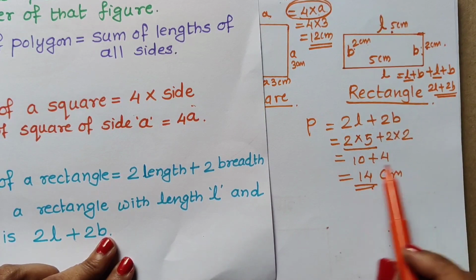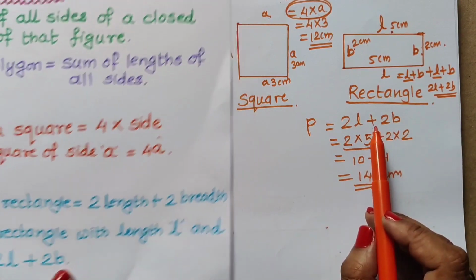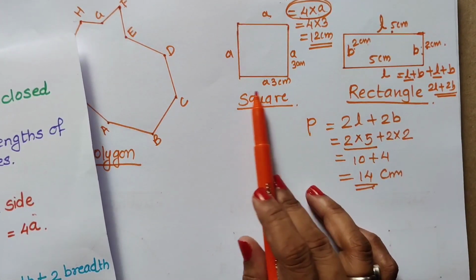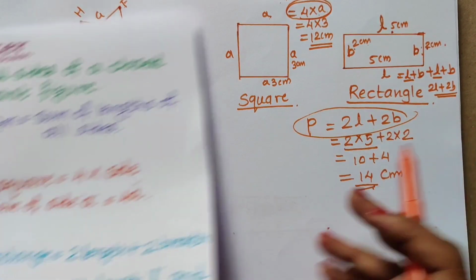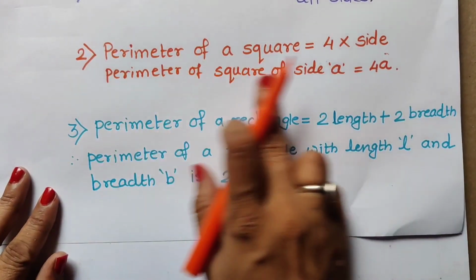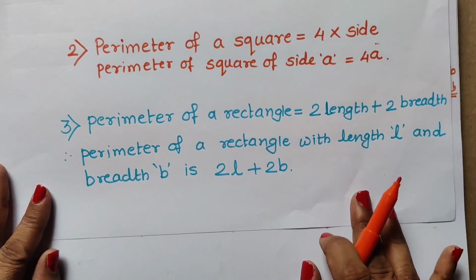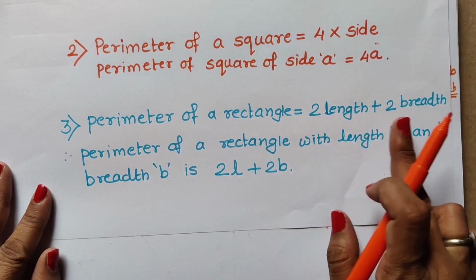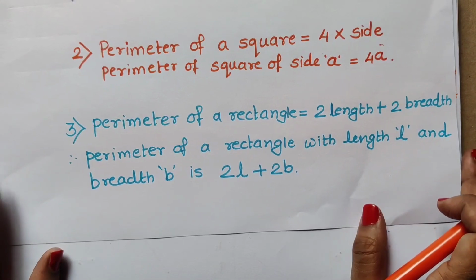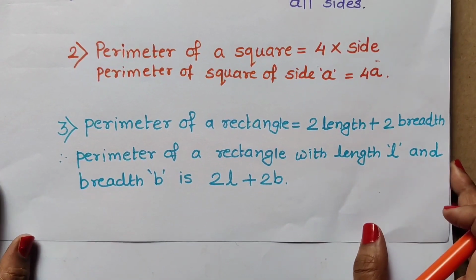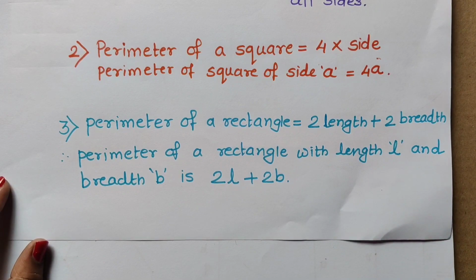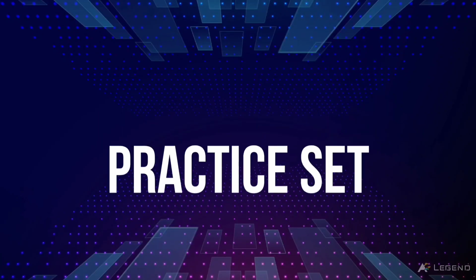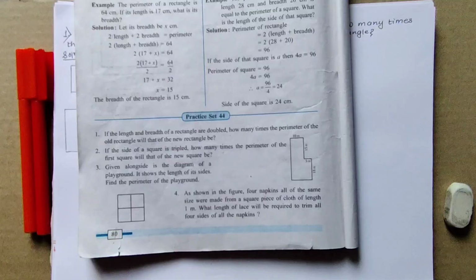So in the end the answer will be the same, but while solving sums for perimeter of square and rectangle, we can apply these formulas. The formula of perimeter of square is 4 multiplied by side, and perimeter of rectangle is 2 into length plus 2 into breadth. So we will solve the sums from the practice set now. So children, let's start practice set 44.